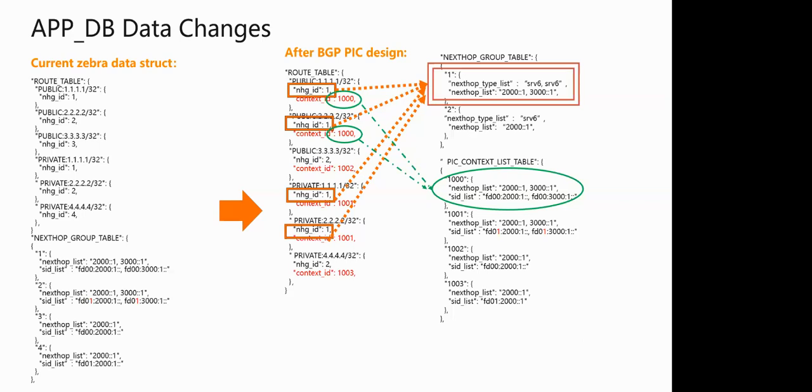Why do we have the next hop list both in the pick context and in the next hop group table? What's the context between them? Yeah. So for the next hop context group, okay, the context ID.